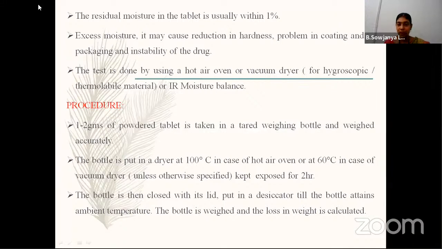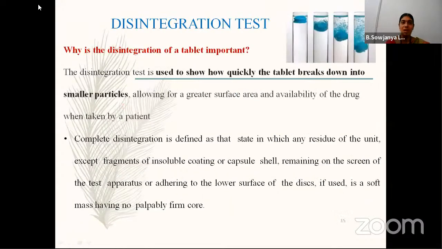Note the initial weight, and after the drying process is completed, we reweigh the powder sample. If any deviations or losses are observed, the bottle is weighed and the loss in weight is calculated. So completely we can determine the loss on drying.